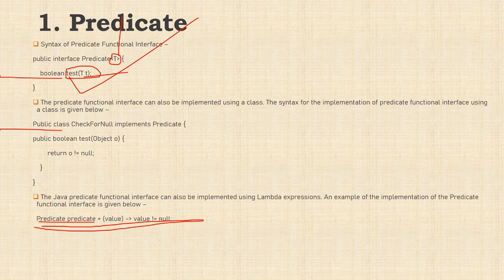If value is not equal to null, then it will return true or false according to the scenario. If value is null, it will return false. If value is anything else, it will return true, because we are using not equal to. So like this we can write the predicate.